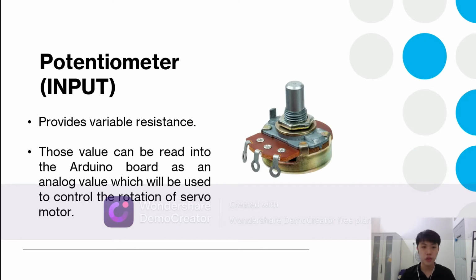And then the next one will be the potentiometer. This potentiometer will be the input for our circuit. Potentiometer ni dia provide rintangan yang boleh tukar, and then nilai rintangan tersebut akan dibaca ke dalam Arduino Uno, and then nilai itu akan determine the rotation of servo motor. Okay, so we will look deeper into this later.